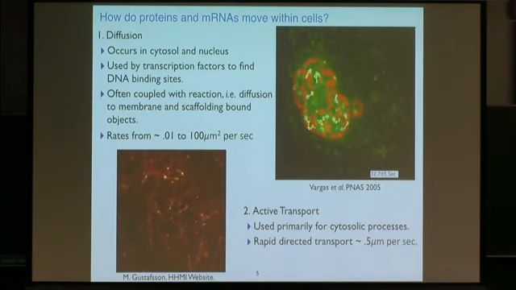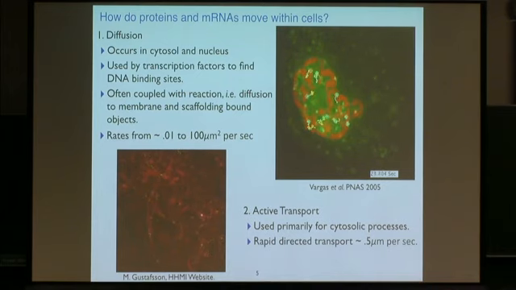I don't know the length scale of either of these movies. I'm going to guess that this one is on the order of 10 microns. This one I have no idea. I'd have to look it up. But active transport is going to take you generally over much longer length scales because it's fast directed motion. So if you want to move from a nucleus out along, say, a dendrite to far away from the nucleus, active transport is a much better mechanism to get your cargo out there.